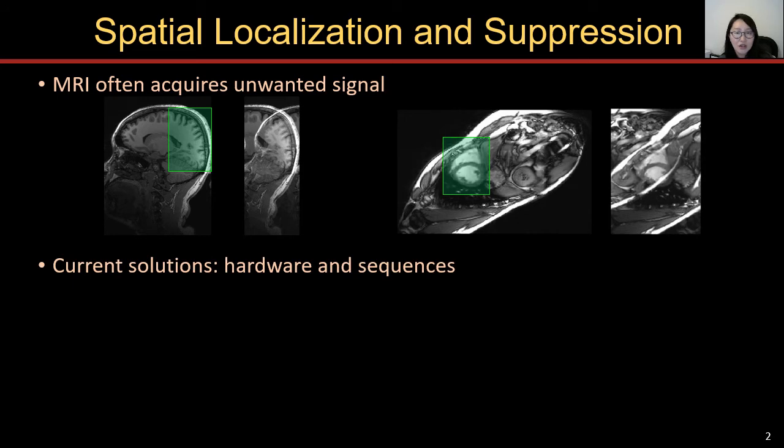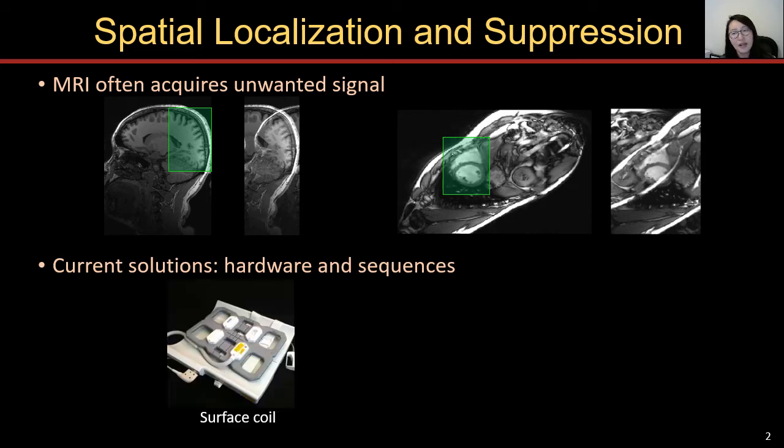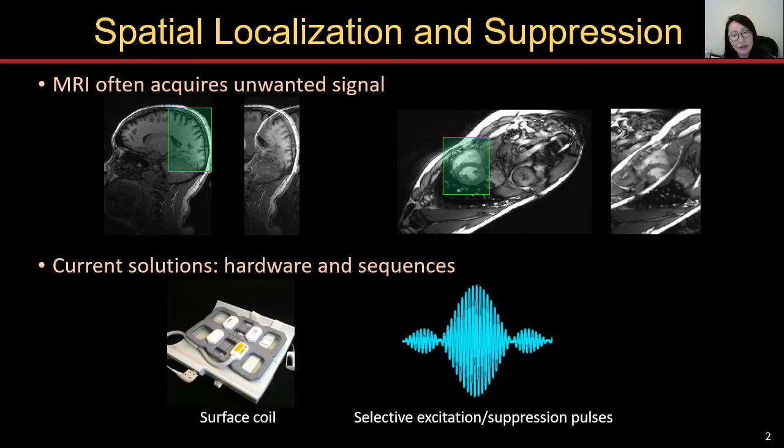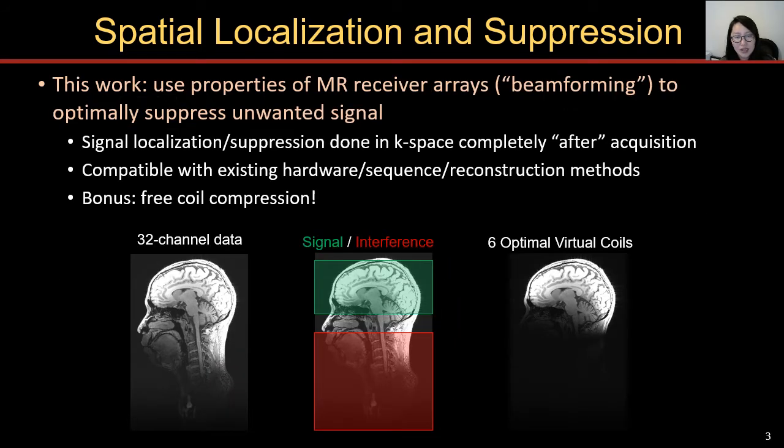There are many current solutions to this problem, including hardware-based approaches and sequence-based approaches. In this work, we use properties of MR receiver arrays to optimally suppress unwanted signal. Signal localization and suppression is done k-space-based, completely after acquisition. So our work is compatible with existing hardware, sequence, and reconstruction methods. Also, it enables free coil compression.